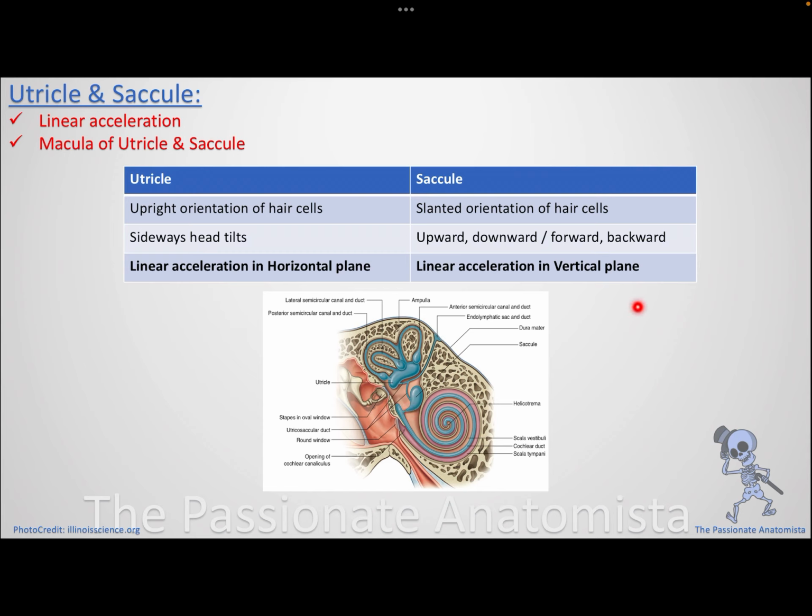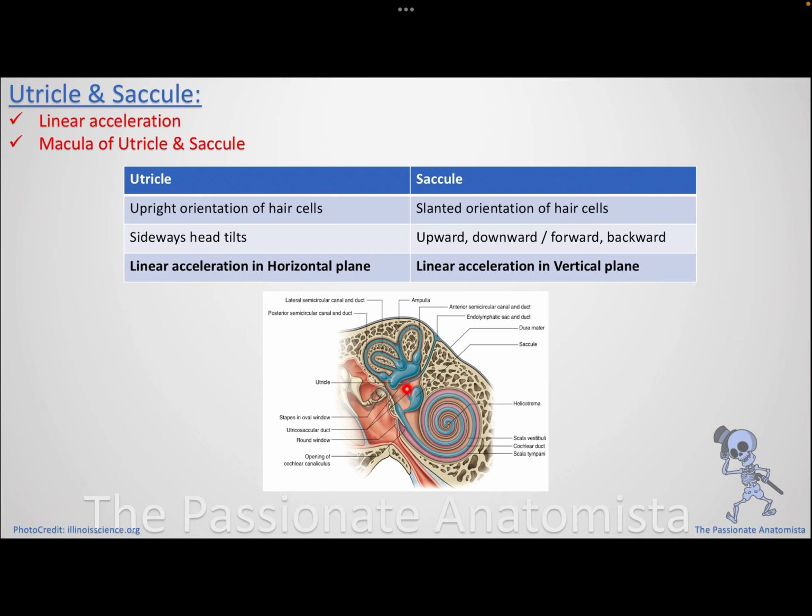All right, if I am moving forward, backward, without any angular kind of movement, thanks to the utricle and saccule, they are going to help me to balance myself as I move. Now, the utricle is important for the linear acceleration in the horizontal plane, but the saccule is important for linear acceleration in the vertical plane. What does that mean? It means the utricle is going to balance my head if I have sideways head tilts. But if it's upward, downward, forward bending of my head and backward, this is going to be done by the saccule.